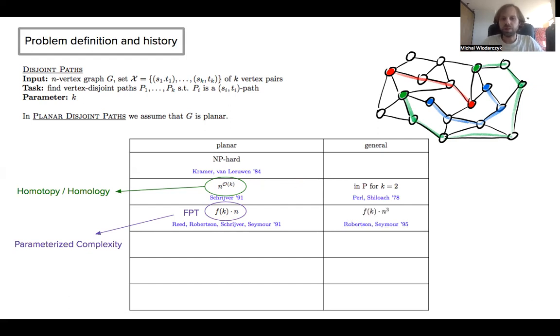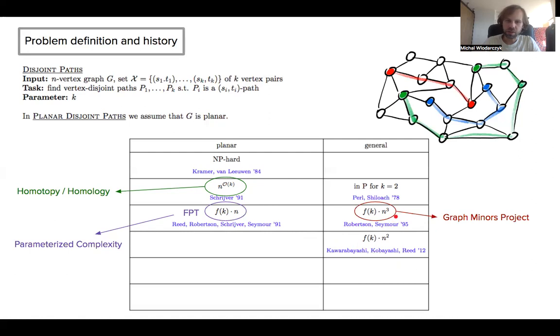Next, this FPT running time was extended to general graphs, in the famous Graph Minors project by Robertson and Seymour, who developed deep topological theory beyond planar graphs. And this was a spectacular project which spanned over 20 papers and had numerous algorithmic applications besides this one.